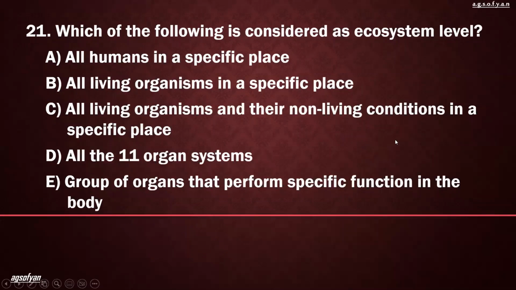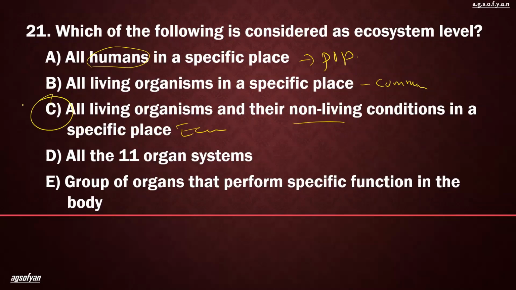Which of the following is considered as ecosystem levels? All human species, the same species, will be population, right? All living organisms in a specific place is community, only living things without non-living things. All living organisms and their non-living conditions, that would be ecosystem. So that's the one going to be the answer.